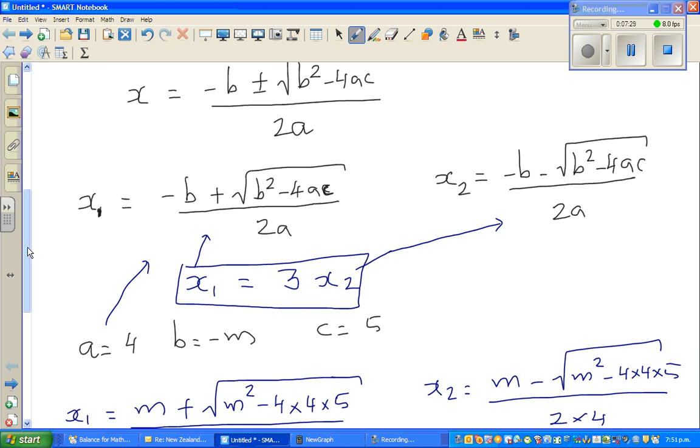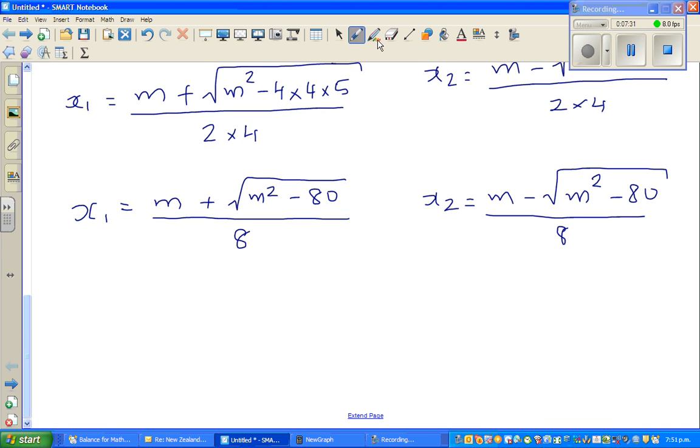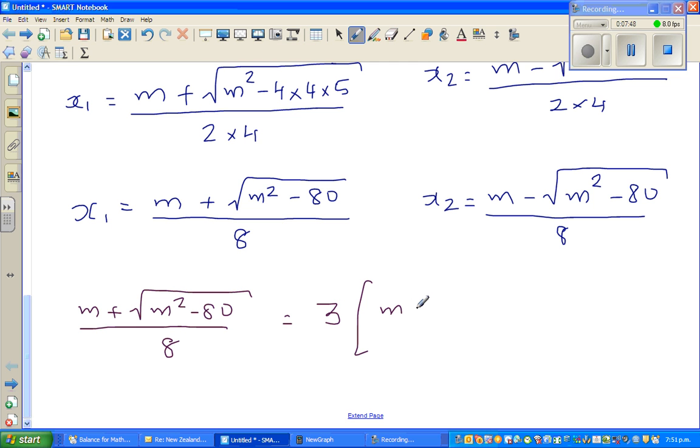X1 is 3 times X2. So let me use a different color now. So this is M plus square root of M squared minus 80 over 8 is 3 times M minus square root of M squared minus 80 over 8. Okay, so what happens now?